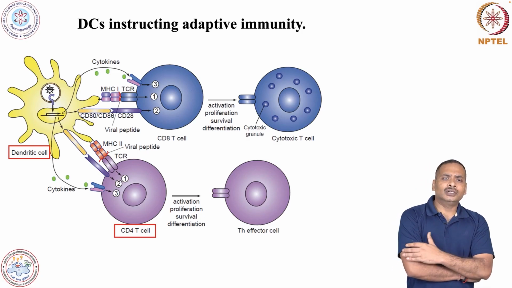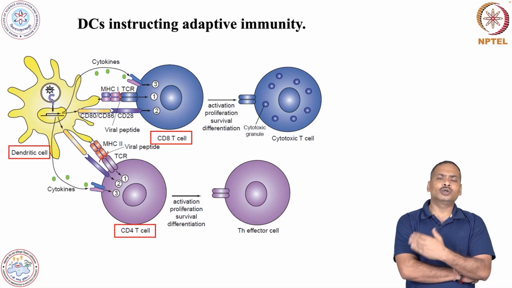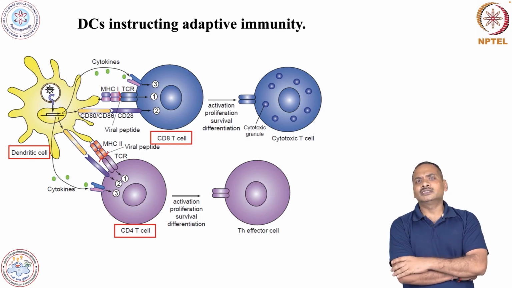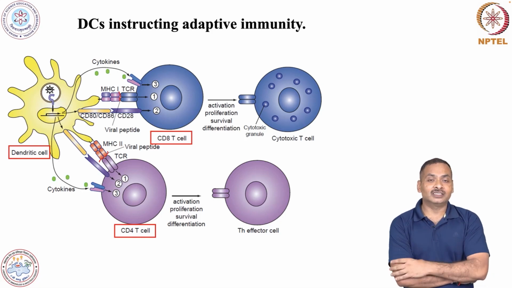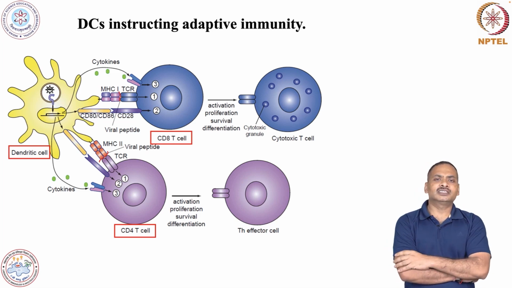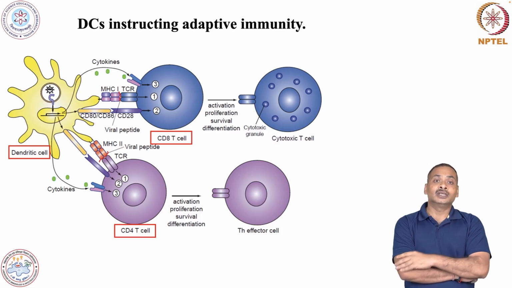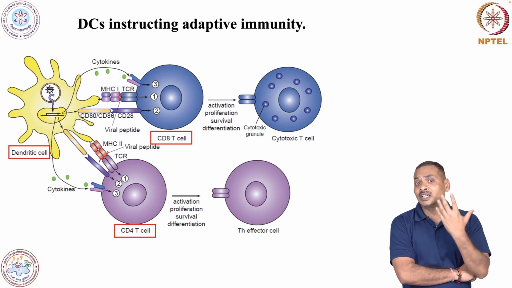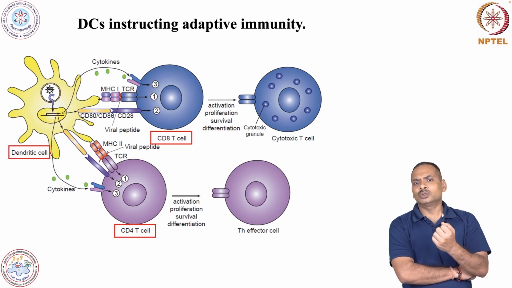On the other hand, CD8 T cells, which sense the antigen along with MHC class 1 molecule, are also called cytotoxic T cells, and these play a very important role against virally infected cells. They kill the virally infected cells, and we can get rid of the virus infection. They also play a very important role against transformed cells. Basically, they play a very important role against tumor.